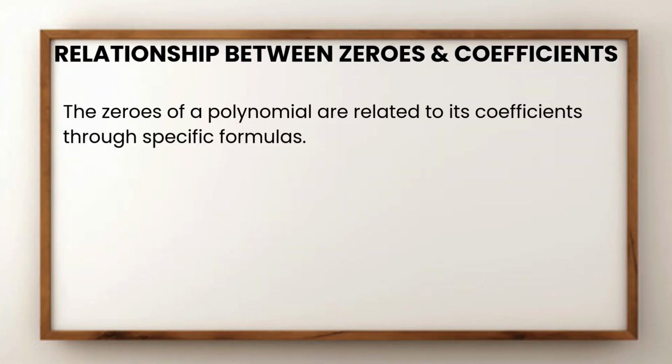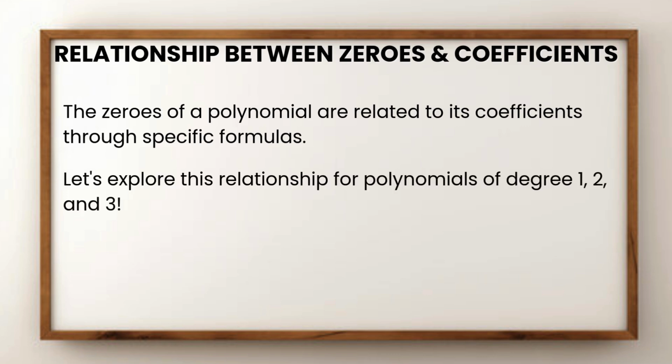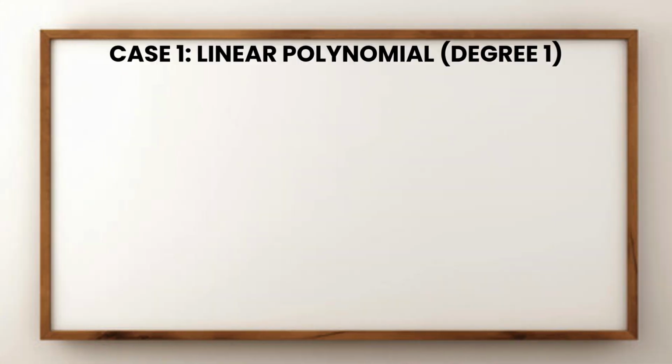The zeros of a polynomial not only help in graphing, but also have a direct connection with the coefficients of the polynomial. Let's explore this relationship for polynomials of degree 1, 2, and 3. Now, let's understand the relationship of 0 and coefficient of a linear polynomial.